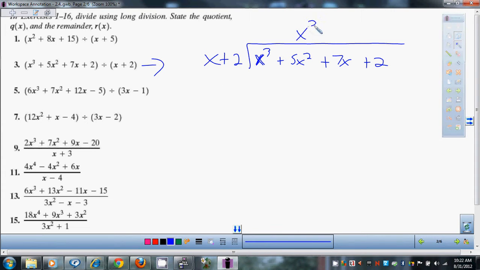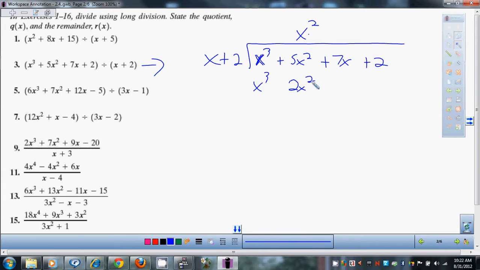Now, long division works nicely if you keep everything in columns. All of my x squareds are going to go here, all of my x's are going to go here, and all of my numbers are going to go here. You want to space things out so it lines up nicely for you. Because x squared, x squared. That's why I was just talking about columns. So, we're going to take that x squared and multiply it back through. X squared times x, x cubed. X squared times 2, 2x squared.